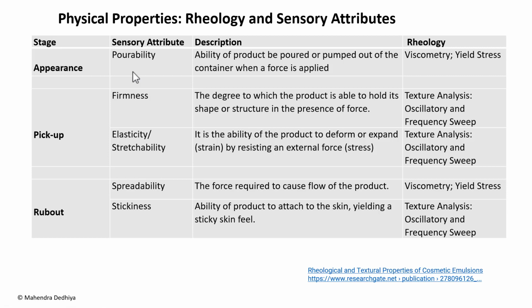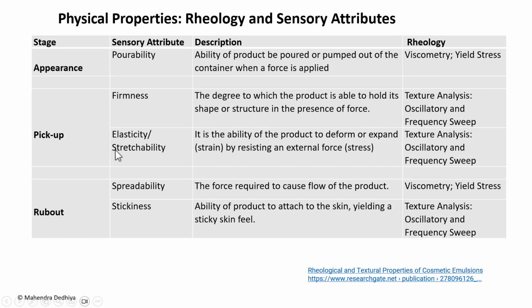Sensory attributes would be pourability, how easy it is to pour, how easy it is to move from the tube, the ability of a product to be poured or pumped out when force is applied. It can be measured by viscometry and yield stress. Firmness, how firm is the product? The sensory attribute is firmness, the degree to which a product is able to hold its shape and structure in the presence of force. It can be done through texture analysis, oscillatory and frequency sweeps.